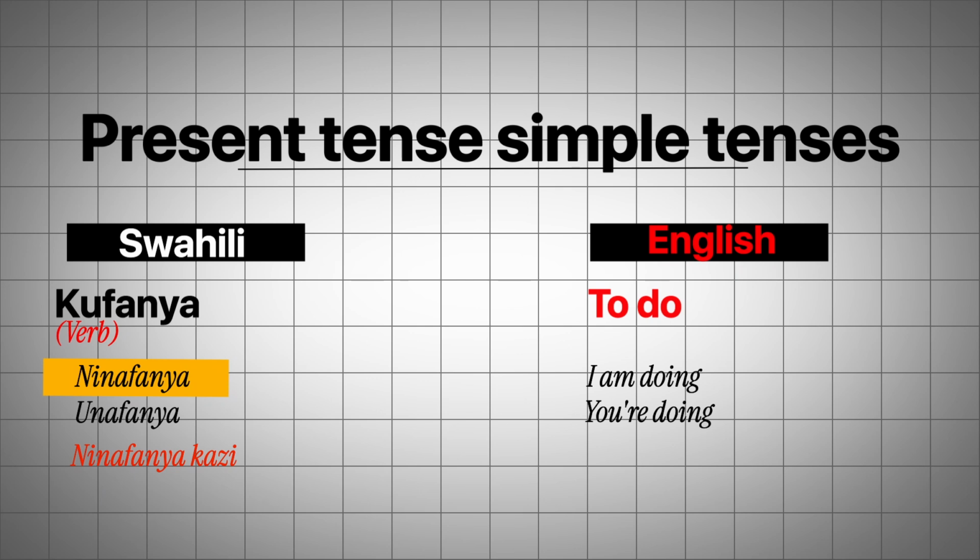Repeat after me. Ninafanya kazi. That simply means I am working. Good job. You can also say unafanya kazi. Repeat after me. Unafanya kazi. One last time. Unafanya kazi. You are working. Good job.